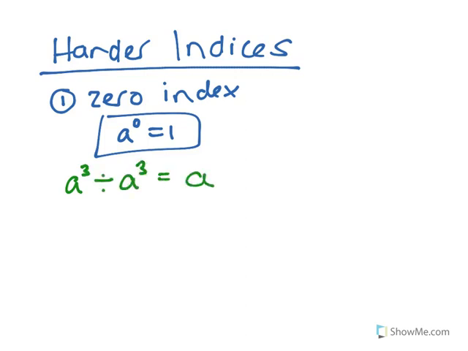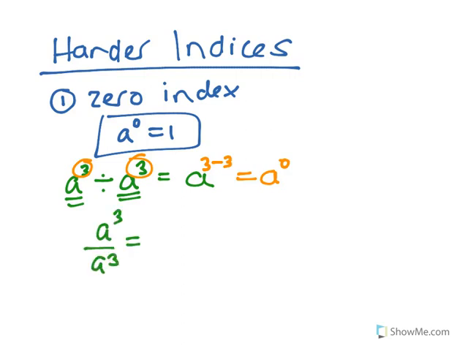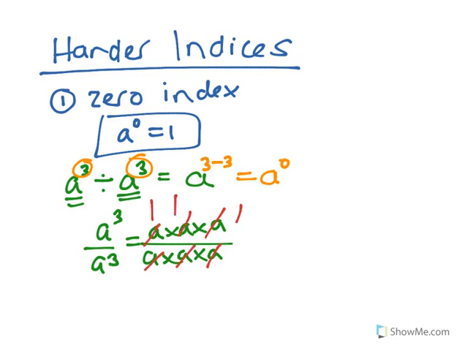Now, if we use the index laws, 3 minus 3 is 0, so you actually end up with a to the 0. Okay? And if you think about that, how many a to the 3's go into a to the 3? There's only one. You can also think about it as a to the 3 on a to the 3, and then do some cancelling, because a to the 3 is a times a times a, and a to the 3 is a times a times a. So the a goes into a once and into a once.